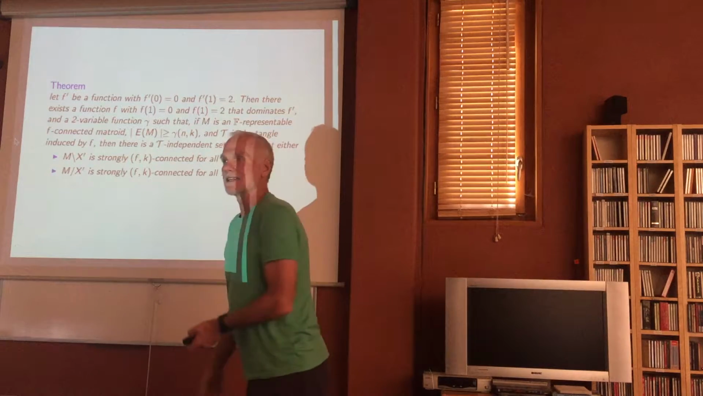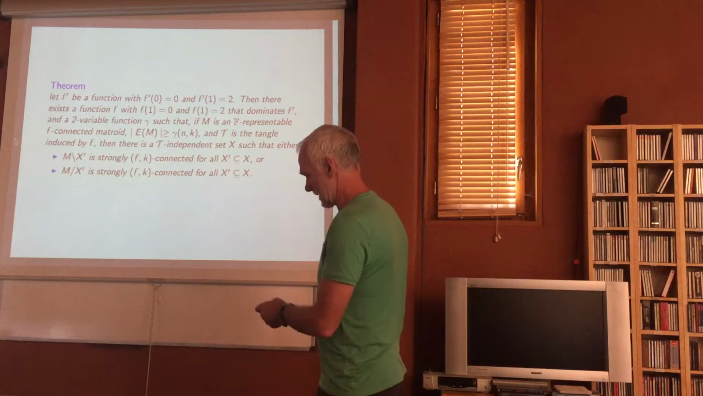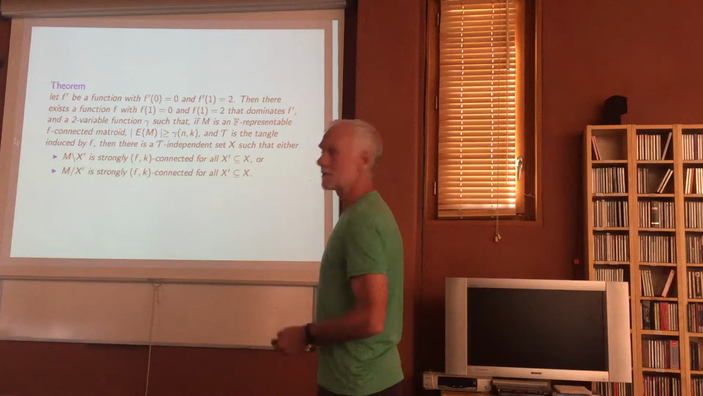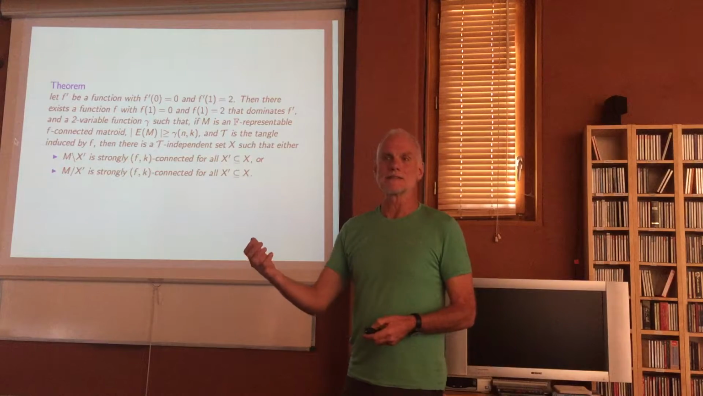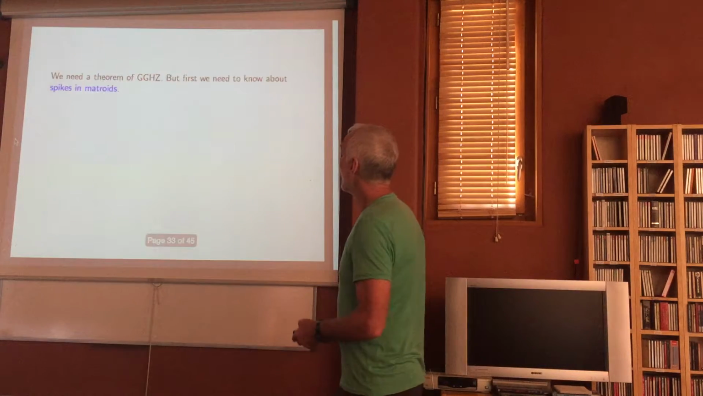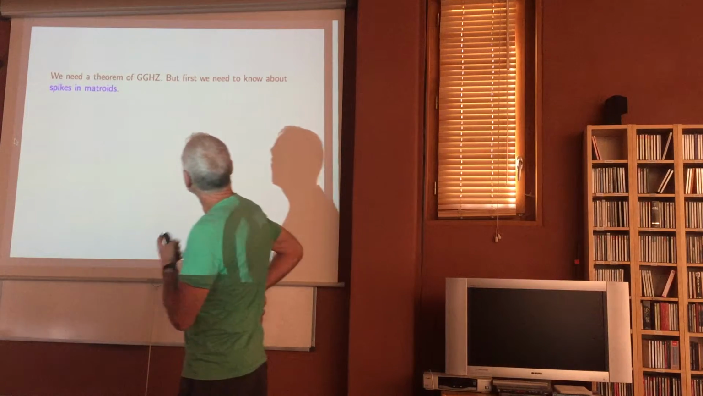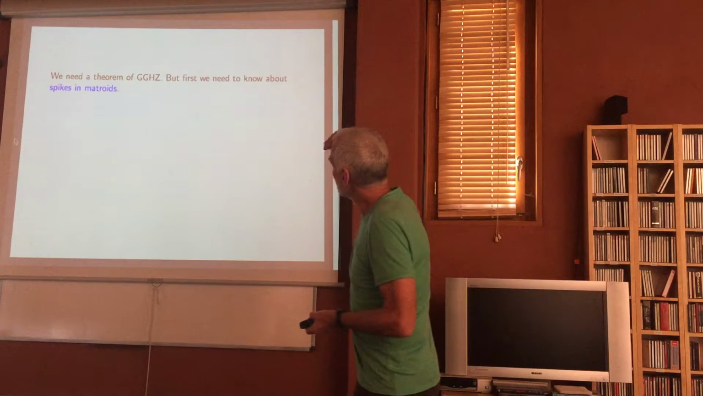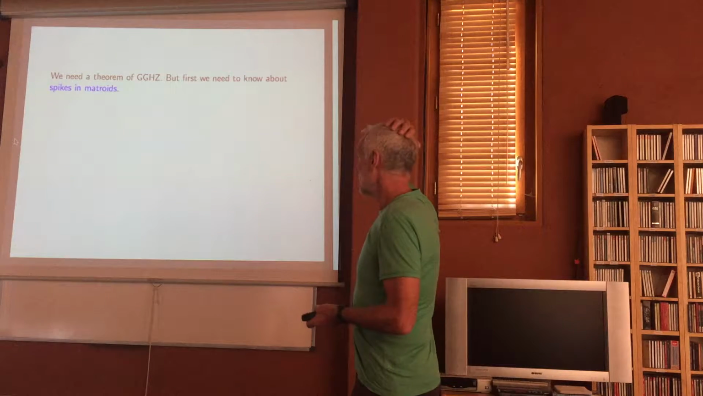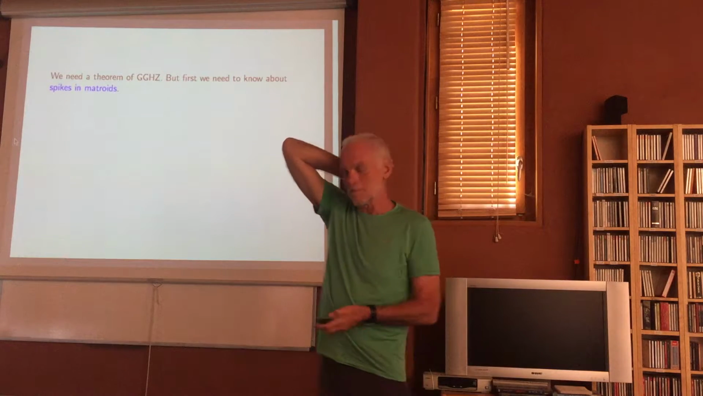So how do we prove a theorem like this? This theorem is, in some sense, normal mathematics, where my definition of normal mathematics is that it doesn't use any of the results from the Matroid Minors Project. And we need a theorem of Gillen, Gerards, Tony Kuhn and Stefan. But first we need to know about spikes in matroids.